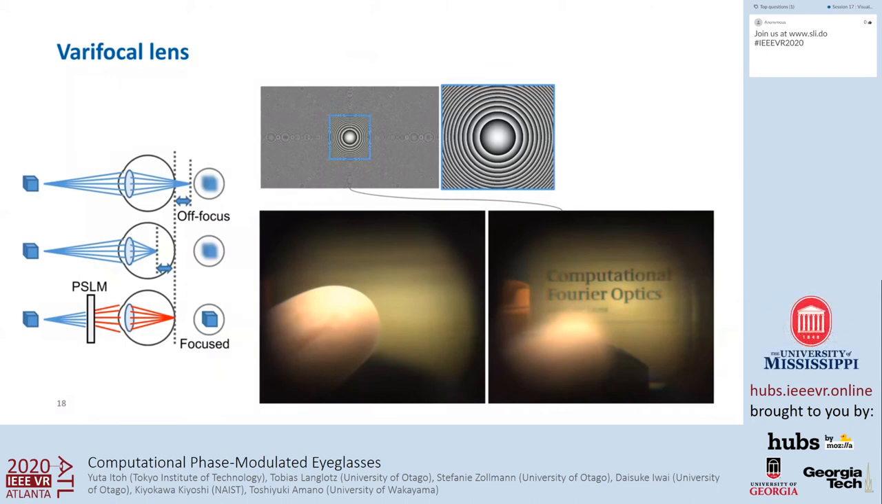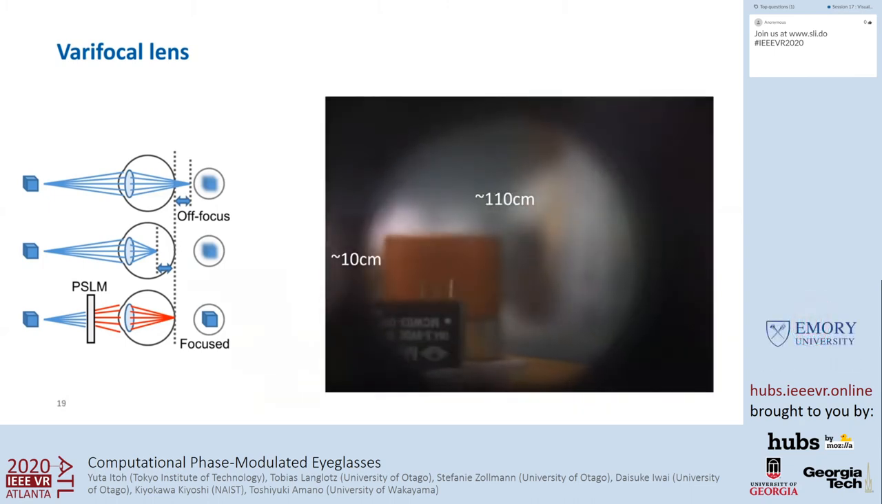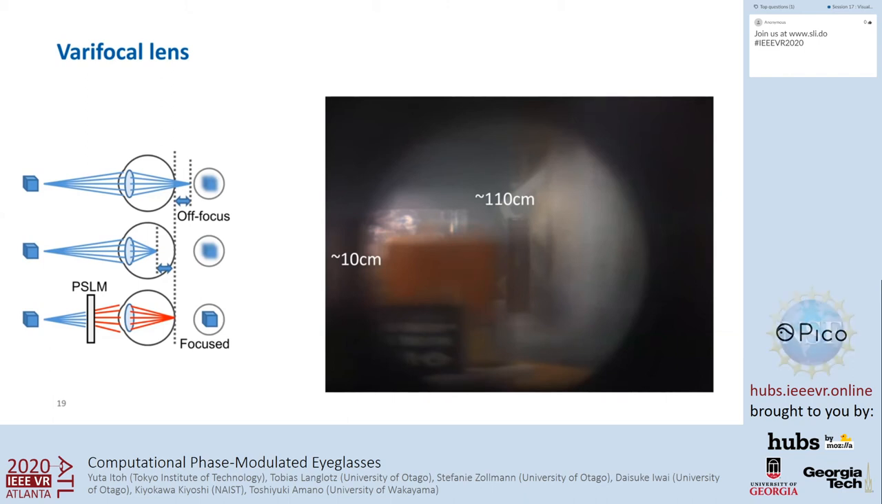So there are some examples, like a varifocal lens. With this lens, you can of course tune the focus point of the image. In this video, I use a perspective camera at a fixed focal length. It just sees the scene through our system, and we display different lens parameters. This way you can focus on different depth points, in this case from 10 centimeters to roughly about 1 meter.